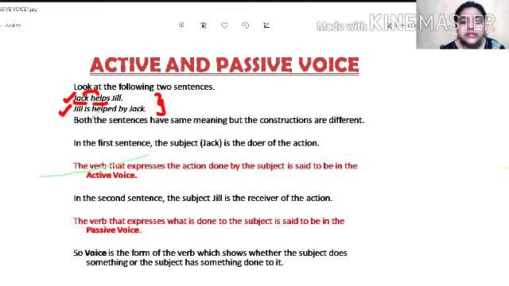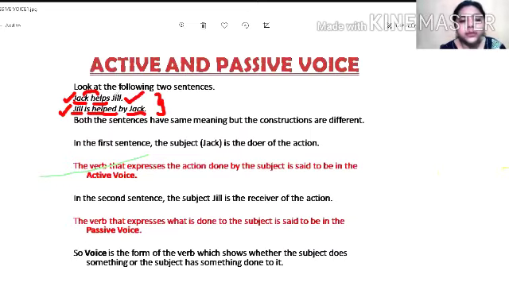And in the second sentence, we can see the subject, which is Jill. It is receiving the action. The subject is receiving the action. That is, Jill is helped by Jack. She is helped by the object. All right. So in the sentence where the subject is the doer of the action, where the subject does the action, there the verb is said to be in active voice.